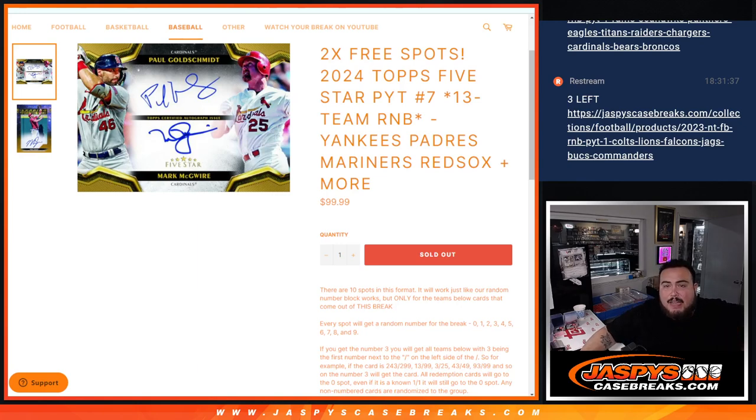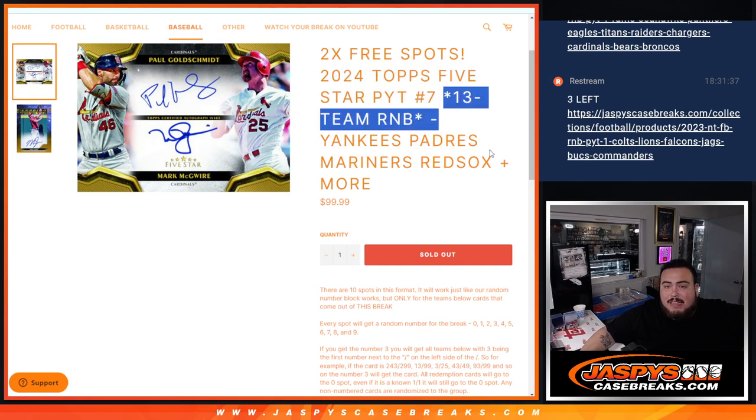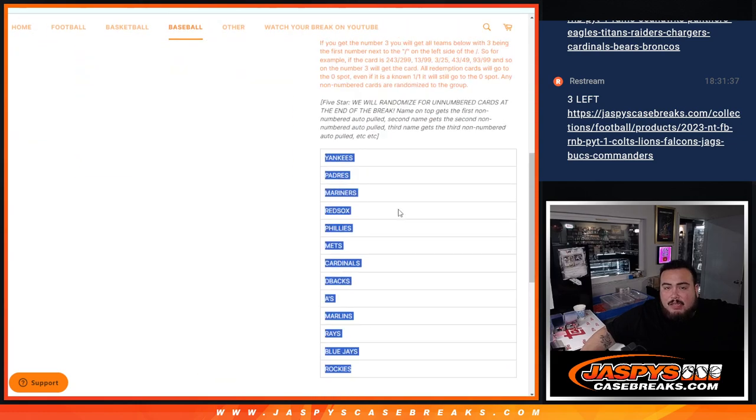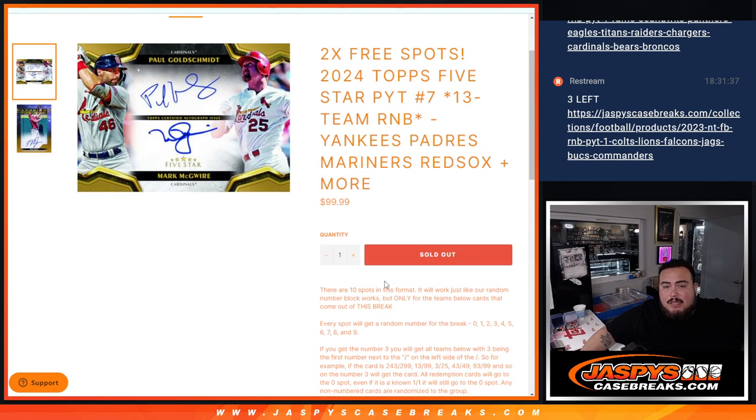We just sold out a random number break for 5-star Pikachu number 7 that features 13 teams in this serial number RNB. That features, of course, the Yankees all the way down to the Rockies. So it features the Yankees, Padres, Mariners, Red Sox, Phillies, Mets, Cardinals, Diamondbacks, A's, Marlins, Rays, Blue Jays, and Rockies. You own a piece of these teams in the serial number, guys.